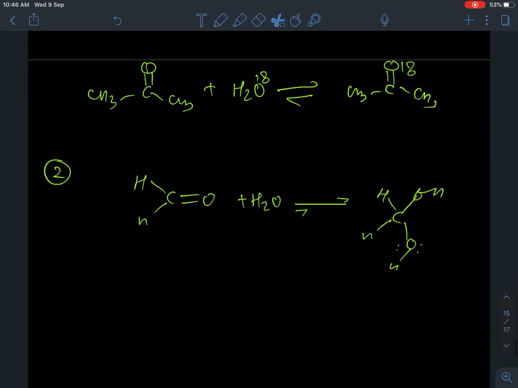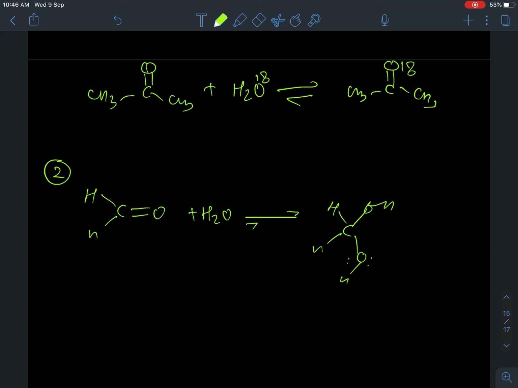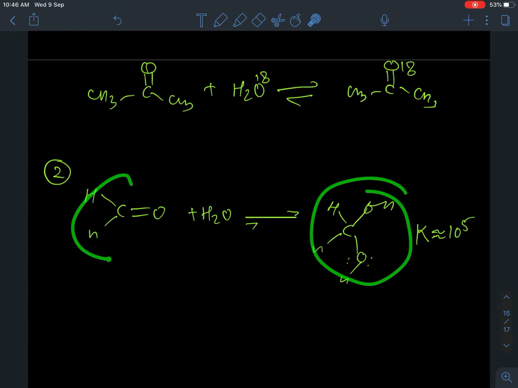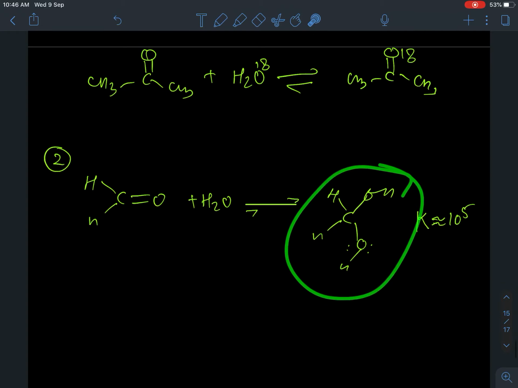And would you like to know about the equilibrium constant for this? The value of the equilibrium constant is of the order of 10 to the power 5. You imagine, the ratio of this divided by this is of this order. So almost in water this is present in this form.